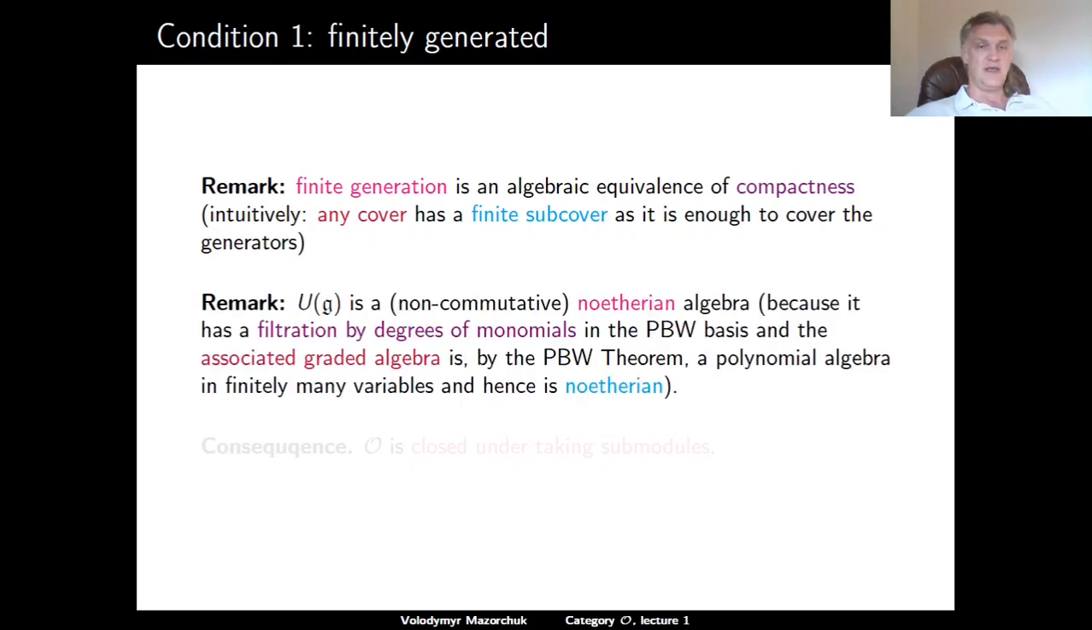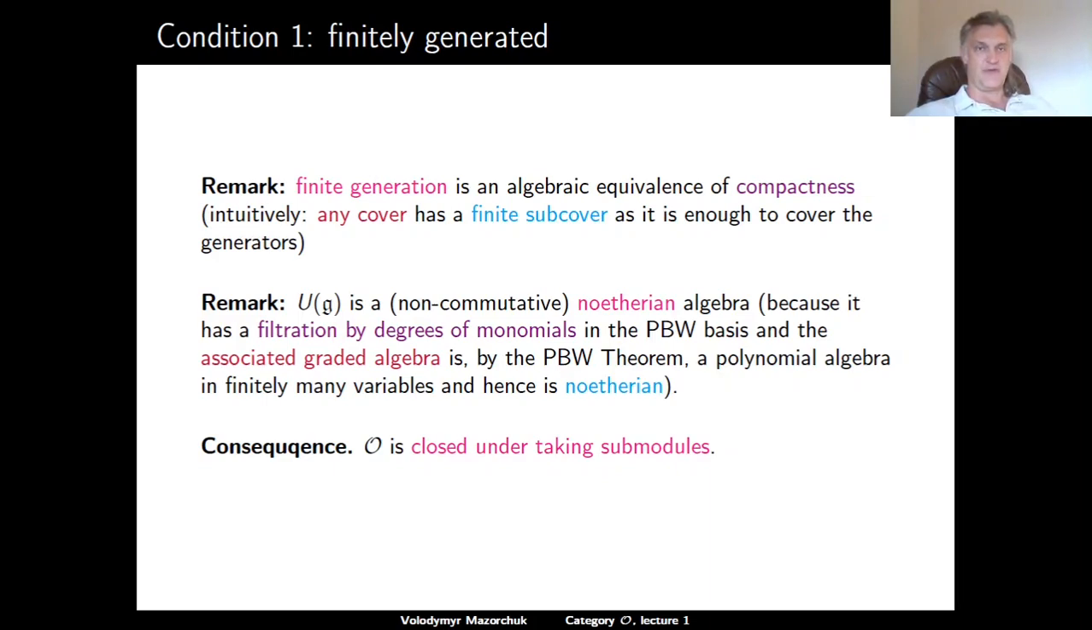One can remark that the universal enveloping algebra of g is a non-commutative Noetherian algebra. The reason is that it's a filtered algebra, with a filtration by degree of monomials given by the Poincaré-Birkhoff-Witt theorem, and the associated graded algebra is a polynomial algebra in finitely many variables and hence Noetherian. So this implies that U(g) is Noetherian, and for Noetherian algebras, finitely generated modules form a very natural subcategory to study. In particular, it follows that category O is closed under taking submodules. We will discuss this in more detail slightly later.